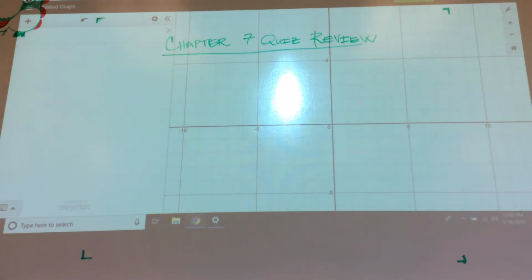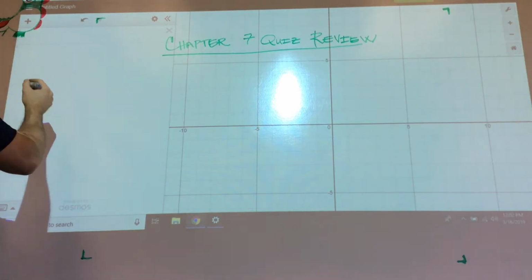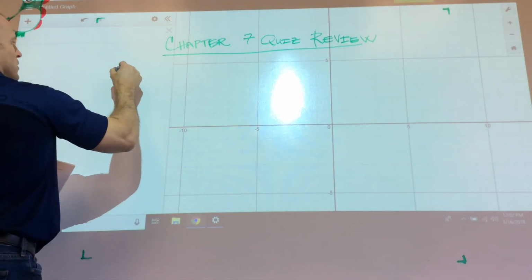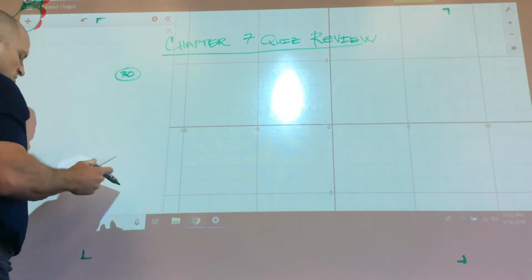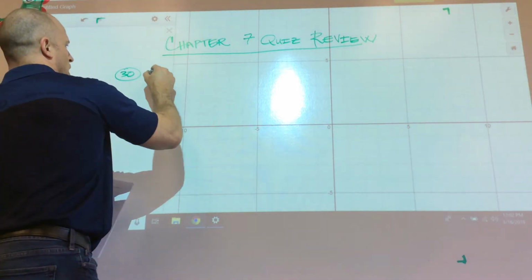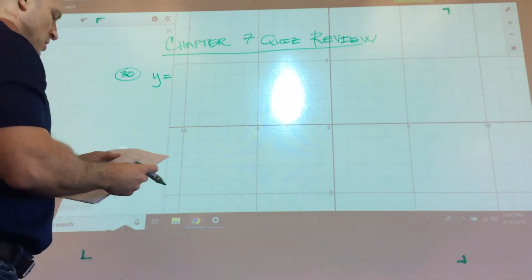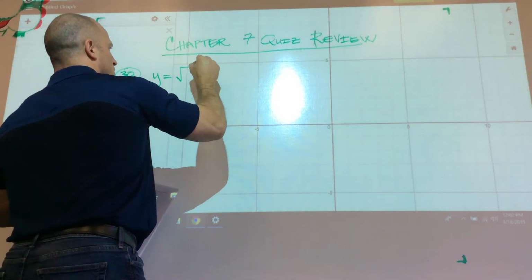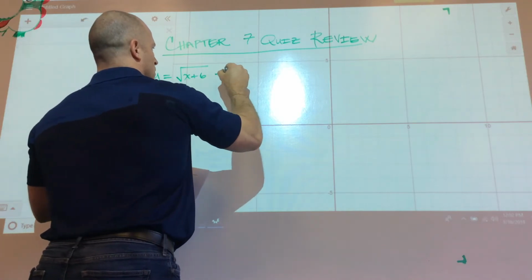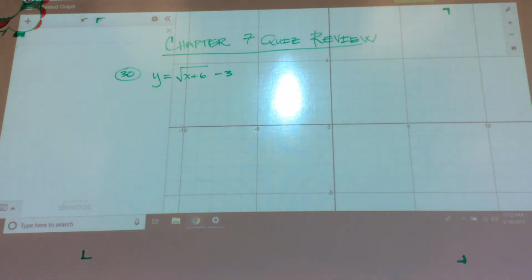All right. So for number 30, we are asked to graph the following equation with a radical in it. Y equals square root of x plus 6, minus 3. We need to see where that's going to go.